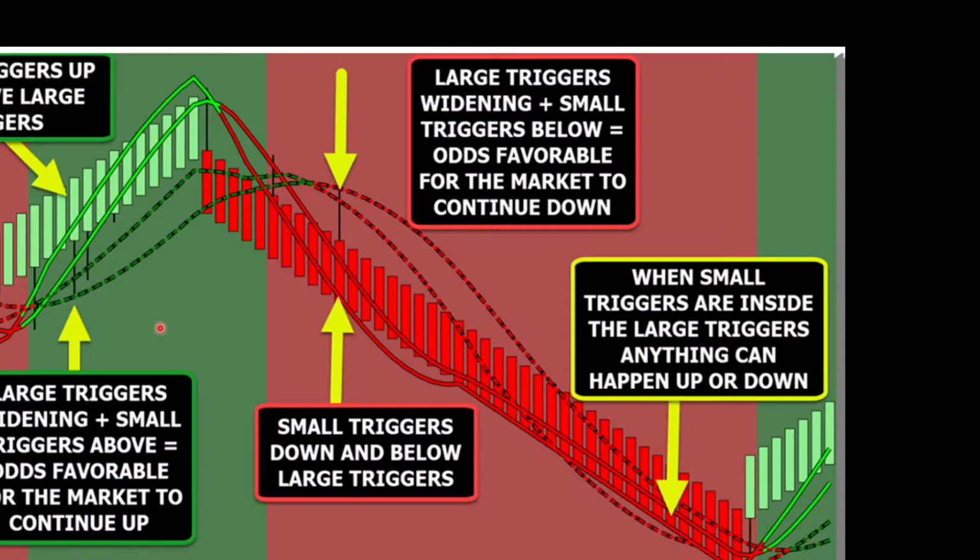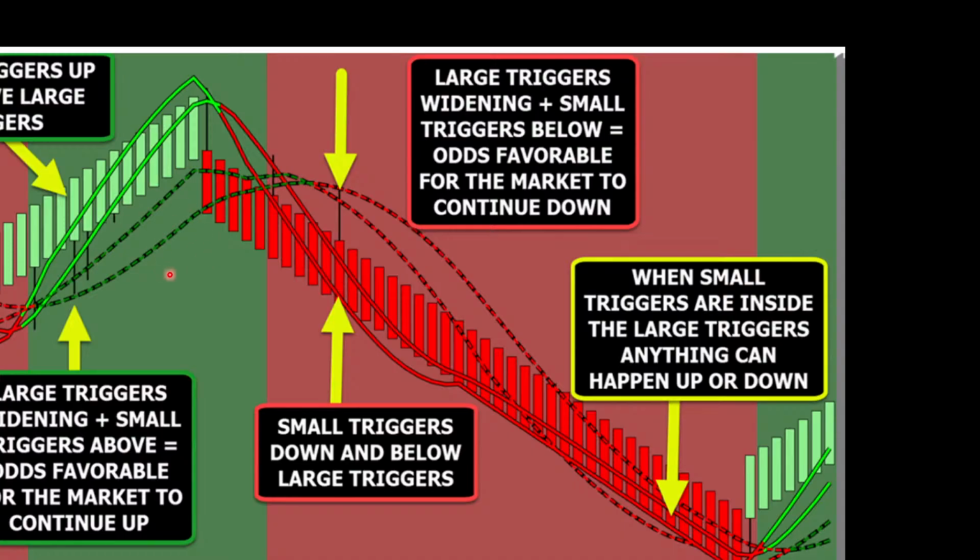So in an uptrend, small and large triggers have to be green. The colors have to match across the board. If they don't, you don't have strong triggers. And if the background is red, small and large have to be red. And if you don't have that, you don't have strong triggers. So a little safeguard there.